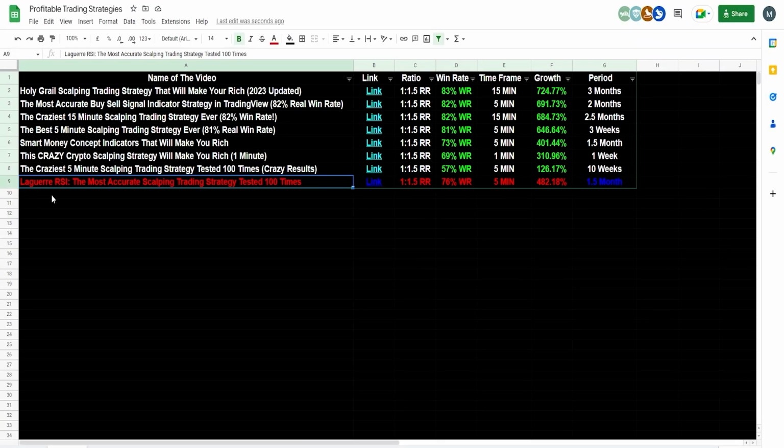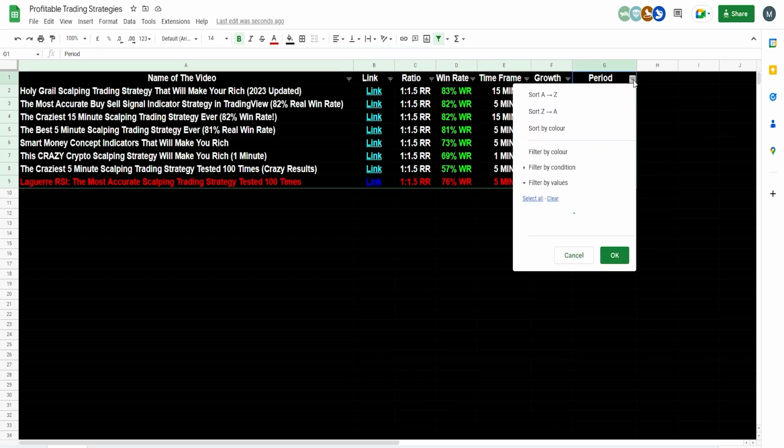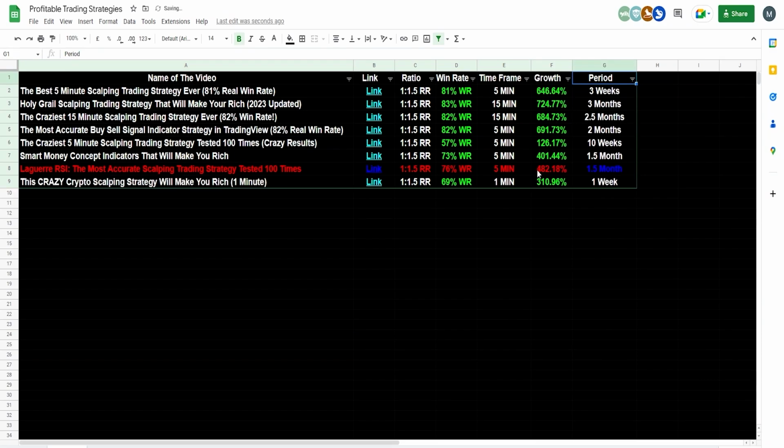Now let's put this strategy on our list of profitable trading strategies. This strategy is the 8th strategy on our Trading Strategies Excel spreadsheet, and it is so far the best 5-minute trading strategy that was back-tested in 1.5 month period. As we add more strategies to this list, we will compare them and we will eventually find the best trading strategy there is.